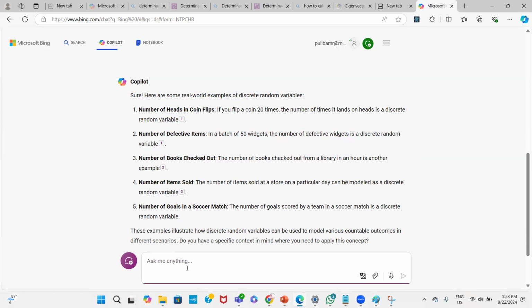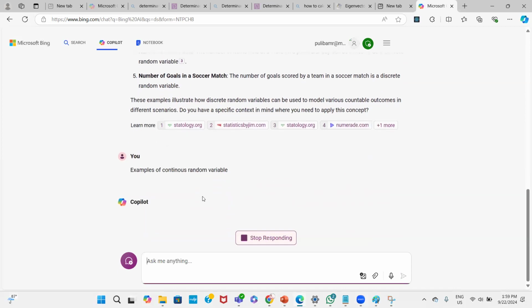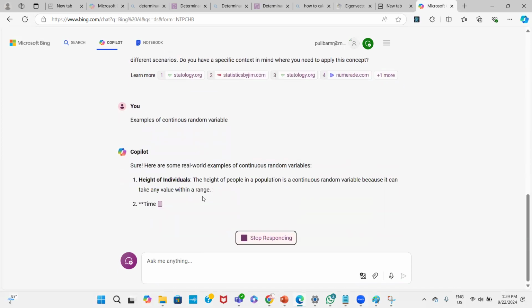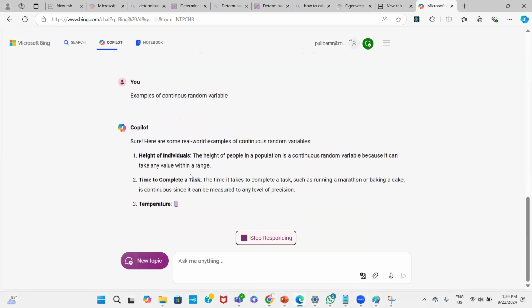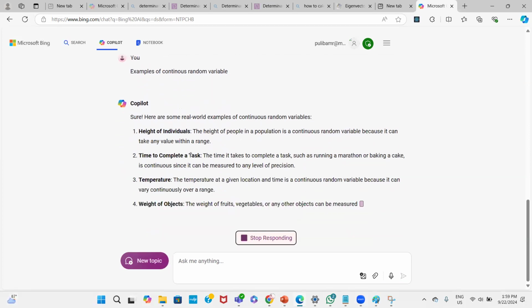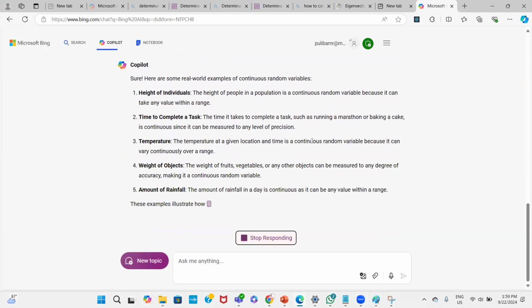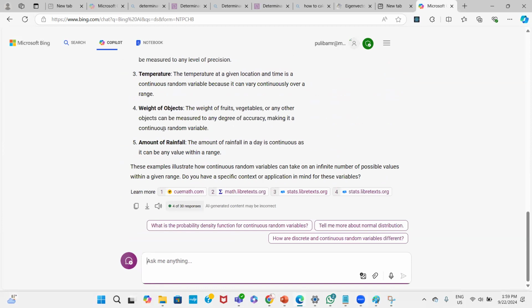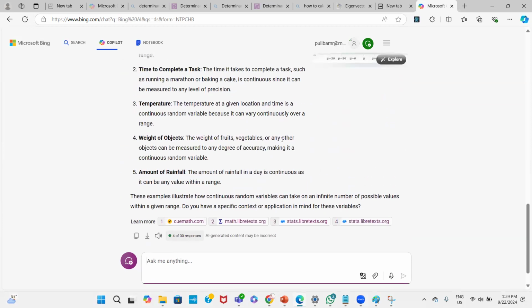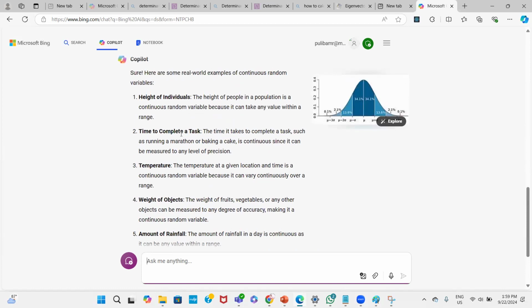Now let's see examples of continuous random variables. Heights of individuals, time to complete a task like running a marathon or baking a cake, temperatures. Weight of objects, such as fruit, vegetables, or any object, can be measured to a degree of accuracy, making it a continuous random variable. Amount of rainfall is also a continuous random variable. We already discussed this, right?